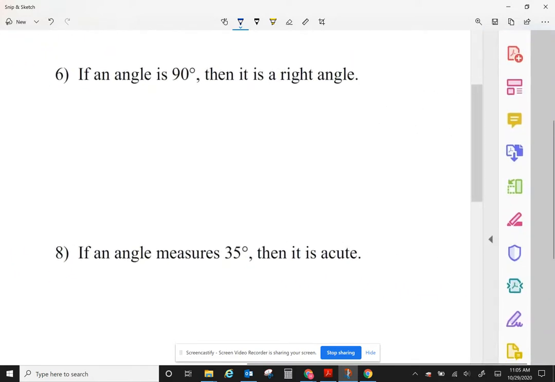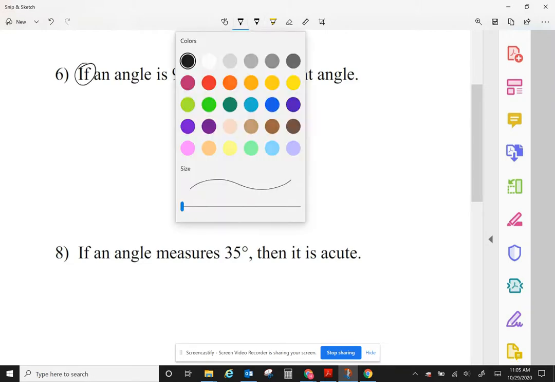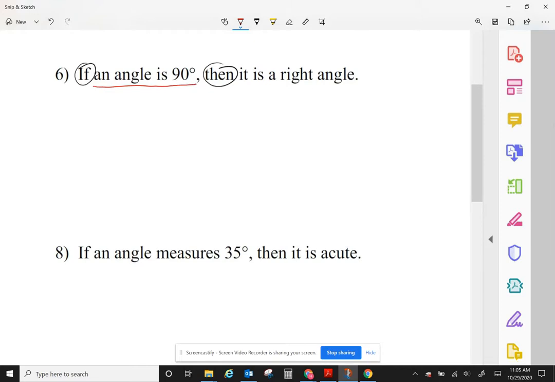Let's take a look at number 6. If an angle is 90 degrees, then it is a right angle. I see my words if and then. I can identify my if and my then because that's going to help me identify the hypothesis and the conclusion. Remember, the hypothesis is the if part, the conclusion is the then part. I'm going to start thinking of a counterexample. I want an angle that is 90 degrees because I want the hypothesis to be true. I want an angle that is 90 degrees, but it is not a right angle. I'm trying to prove this wrong.